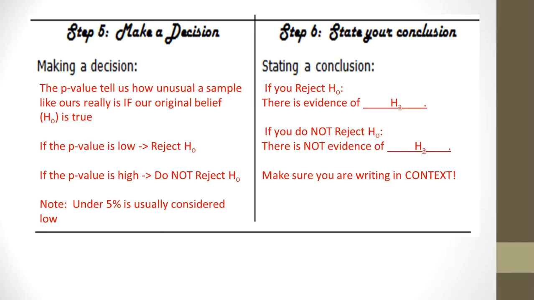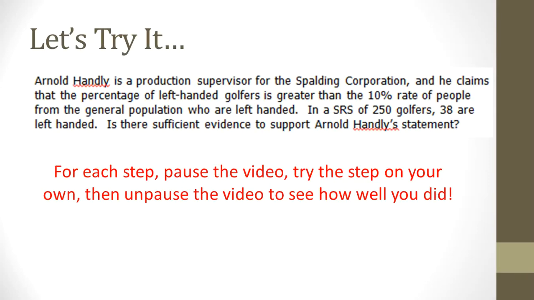So let's look at the 6-step process with an example. Arnold Hanley is a production supervisor for the Spalding Corporation, and he claims that the percentage of left-handed golfers is greater than the 10% rate of people from the general population who are left-handed. In a simple random sample of 250 golfers, 38 are left-handed. Is there sufficient evidence to support Arnold Hanley's statement?